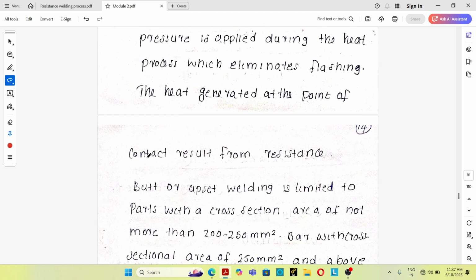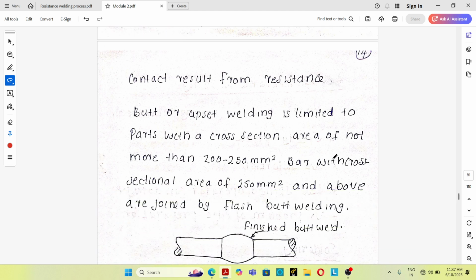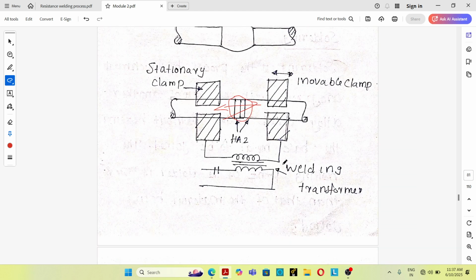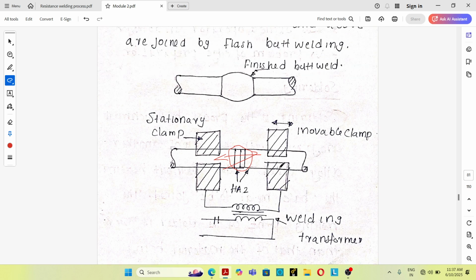Heat is generated at the point of contact resulting from resistance. See, in this process, what is the difference between the butt or upset welding process and the flash butt welding process?